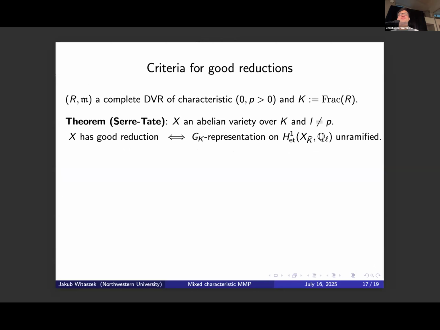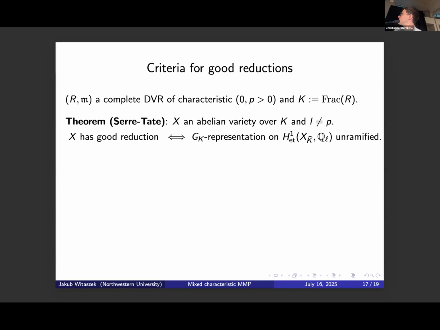So now let's move a little bit more towards arithmetic applications, in particular criteria for good reductions. Let R be a complete DVR of mixed characteristic (0, p) with p greater than 0, and let K be the fraction field of R. A famous theorem of Serre and Tate gives a way to detect good reductions. Let me recall that a good reduction is a degeneration or a model in which the special fiber is smooth. We really like models where the special fiber is smooth. And so this result says the following.